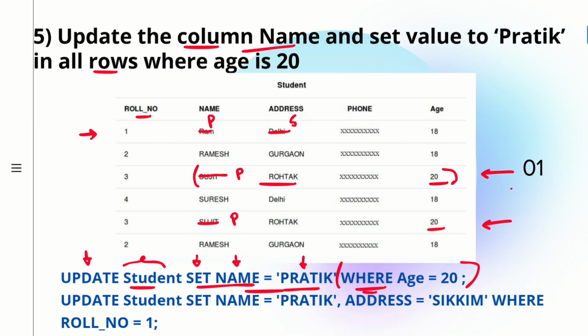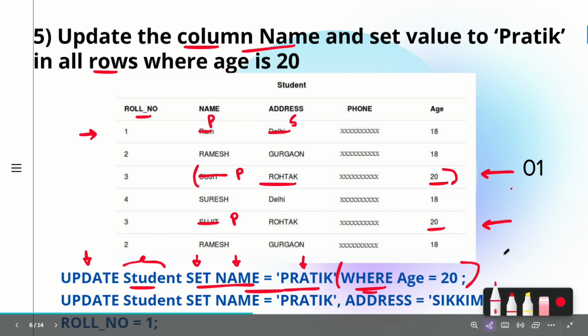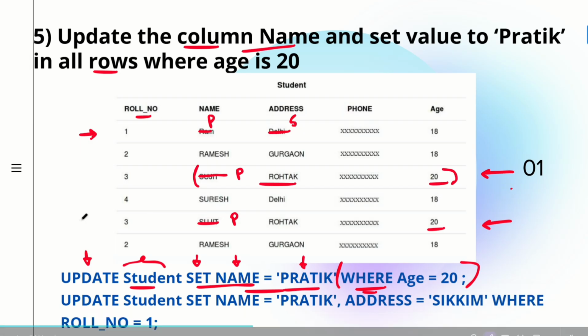value, comma, column name value, where roll number, like any condition, where name is Ram or where age is 18, whatever condition you want to write. So this is how you can update any column values with respect to any condition if you want to add.